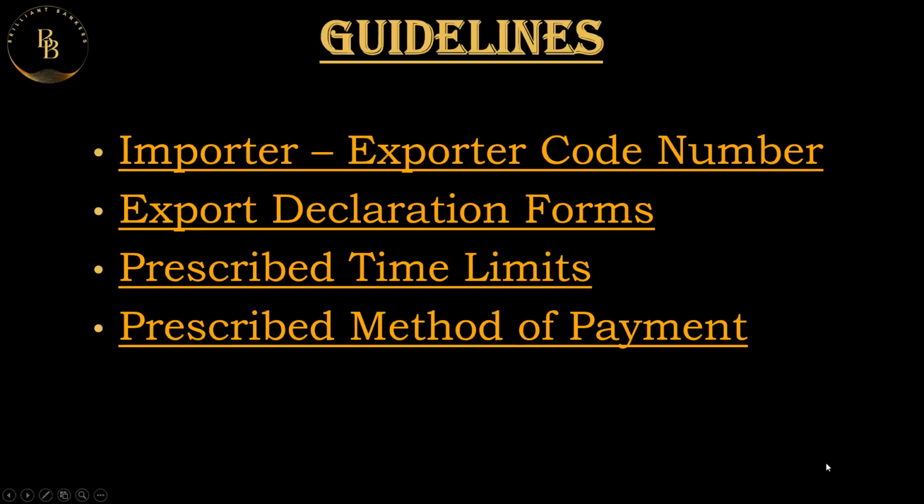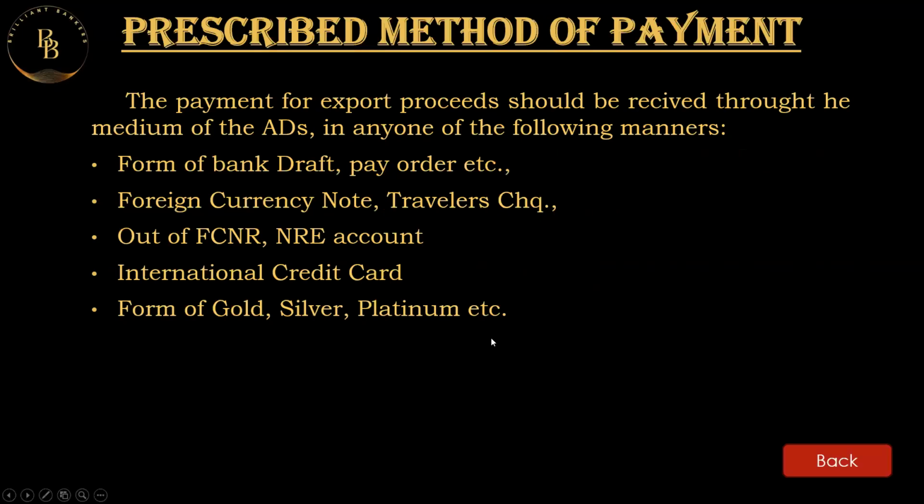So what is the prescribed method of payment? The payment for export proceeds should be received through the medium of authorized dealers in any of the following formats. And this is specified as per the Foreign Exchange Management Regulations 2016 and notified under FEMA 14, dated May 2, 2016.